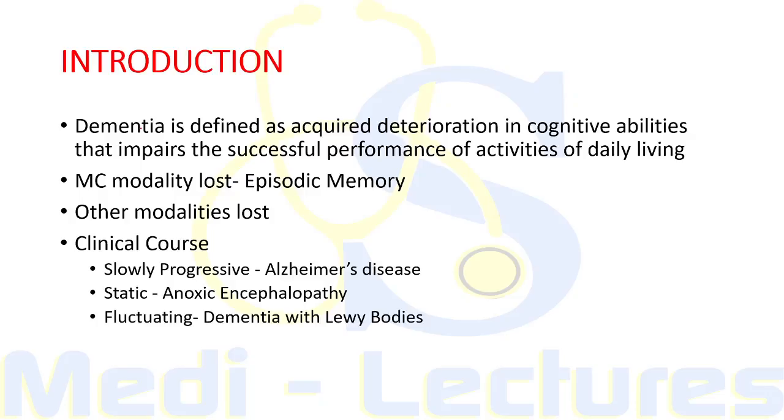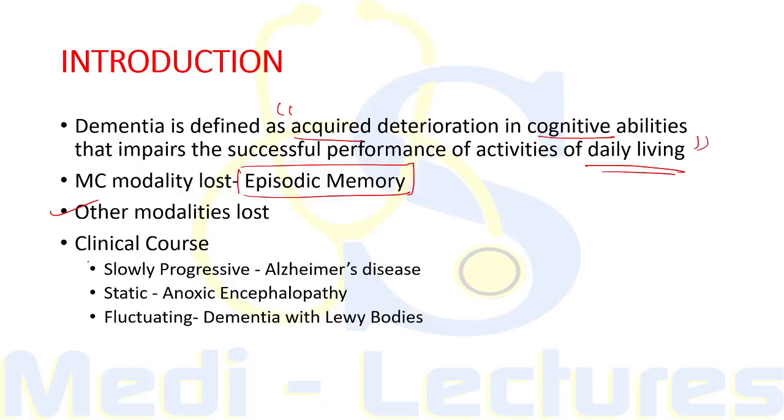So friends, talking about the definition, dementia is defined as the acquired deterioration in the cognitive abilities that impairs the successful performance of activities of daily living. The most common modality which is lost in dementia is episodic memory, that is the ability to recall events specific in time and place. Other modalities which are lost include language, visuospatial orientation, calculation, judgment, problem solving abilities, as well as neuropsychiatric and social deficits like depression, apathy, anxiety.